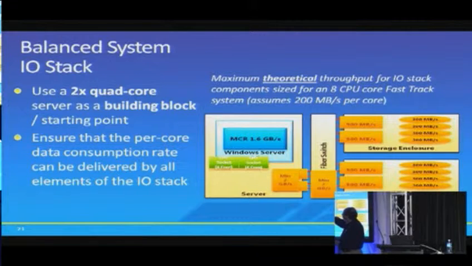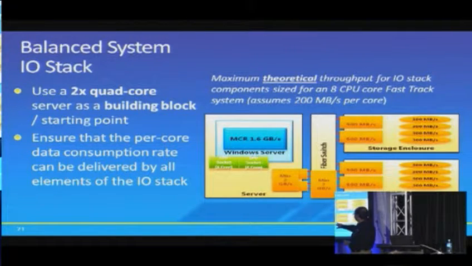So my system here, as you see, let's start from the left, from the server side, and go to the disks. It's 1.6 gigabytes per second, we say server. Why? I have 2 sockets, 4 cores each, so that's 8 cores total, times 200 megabytes per second. So 8 times 200, 1.6 gigabytes per second. So we have 2 sockets. That gives me 2 controllers. 2 controllers, it's 1 gigabyte each. That gives me 2 gigabytes per second. 2 controllers on the server.